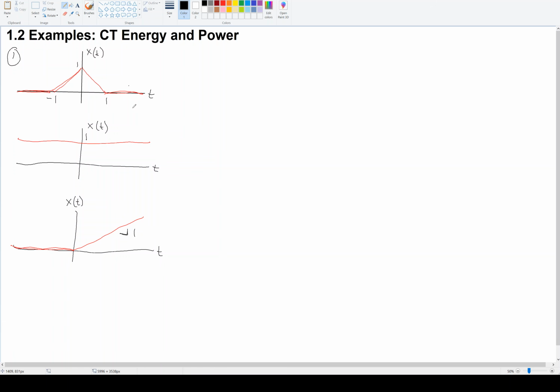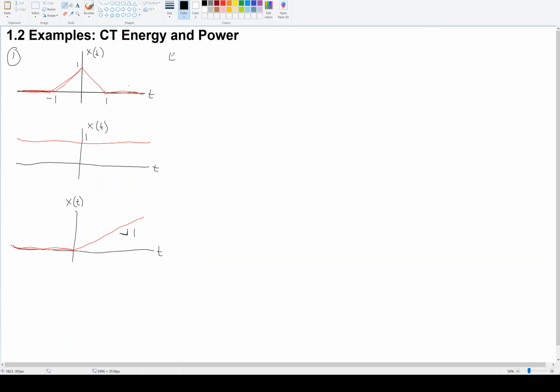Now, all three of these signals are real. The triangular pulse is a real signal, so it takes real values. On this part of the triangle, it takes values between 0 and 1, and on this part it takes values between 1 and 0. Over here, it's 0, and over here, it's 0. So those are real numbers, not complex.